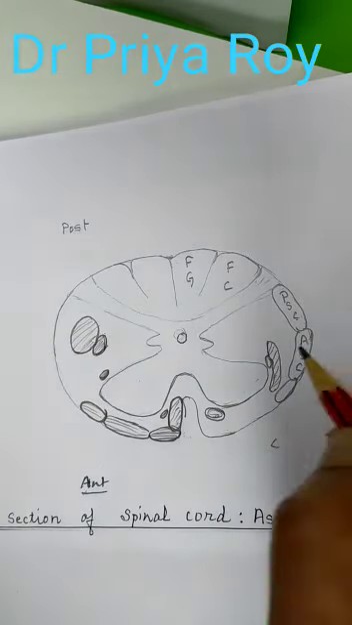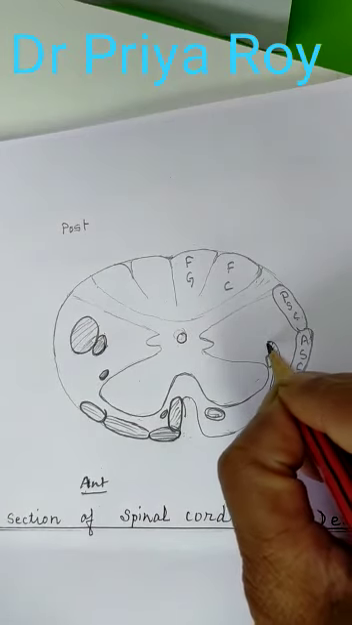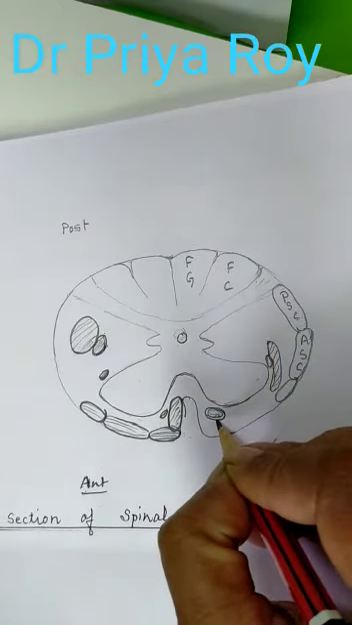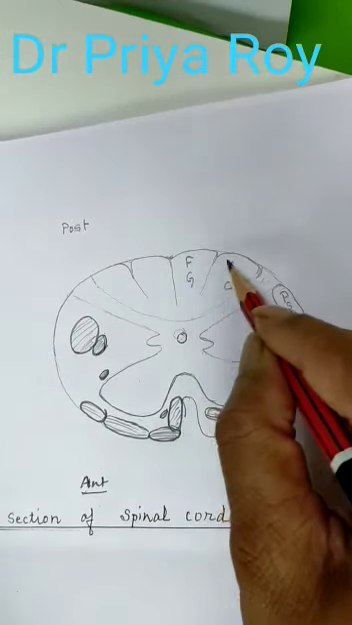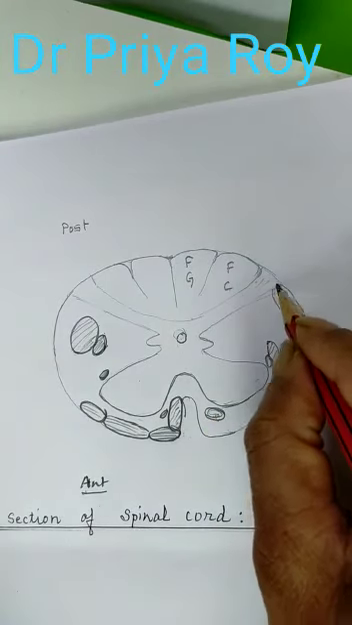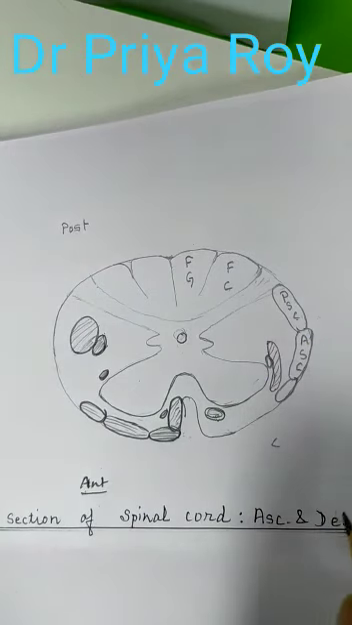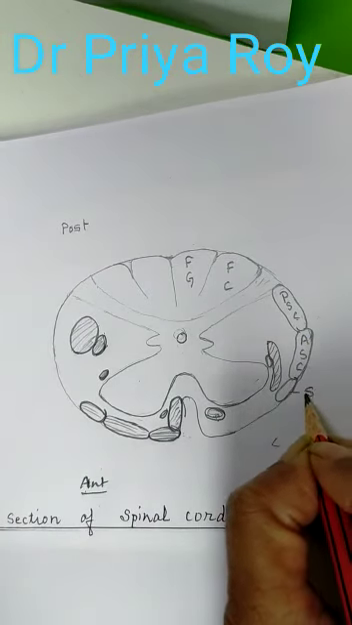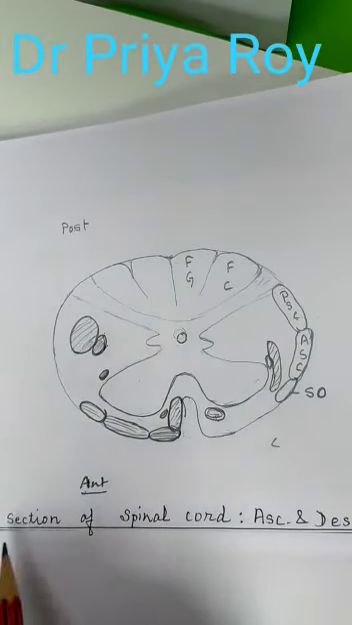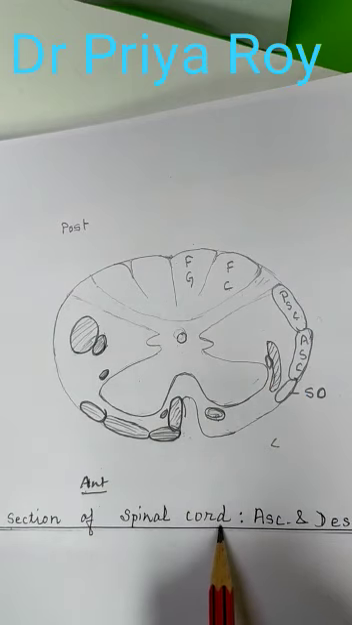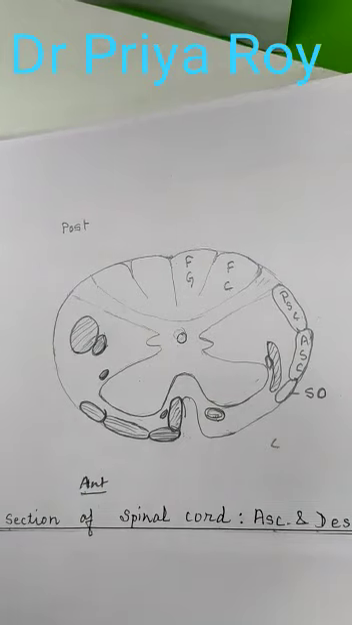In the ascending tract we first made the lateral spinothalamic tract. Here is the anterior spinothalamic tract, then the fasciculus gracilis and fasciculus cuneatus. This is the posterior spinocerebellar and anterior spinocerebellar. Then the spino-olivary, and this is the spinotectal. So this is all about drawing the section of spinal cord showing the ascending and descending tracts. I think it will be beneficial for you.